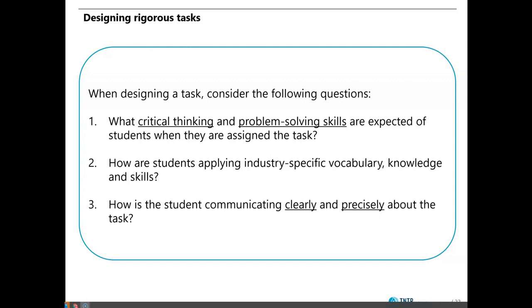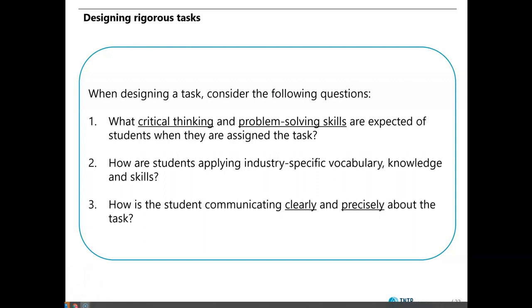The second question to consider is how the students are applying industry-specific vocabulary, knowledge, and skills. This is where you are clearly the subject matter expert, and when done well, it gives the students the opportunity to practice and have some at-bats with some of the more complex vocabulary or terms, the knowledge that they need, and hands-on skills.